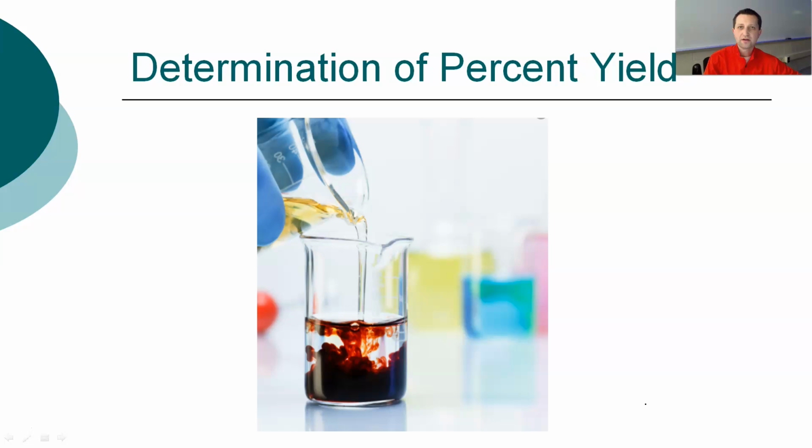What we're going to do today is look at our last lesson in our stoichiometry unit, which is called determination of percent yield. When we think about percent yield, we want to think about a chemical reaction, and we want to think about a lab experiment or a lab experience that we are doing.